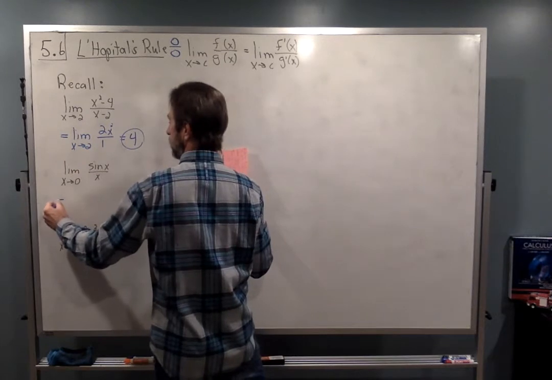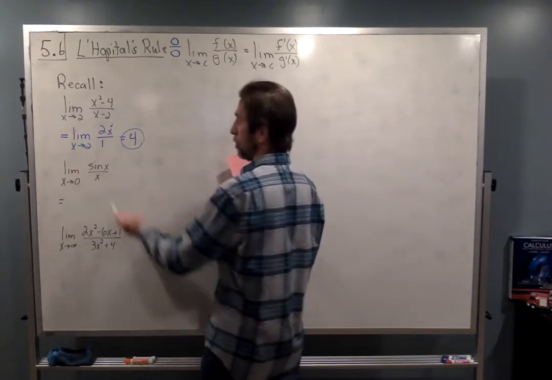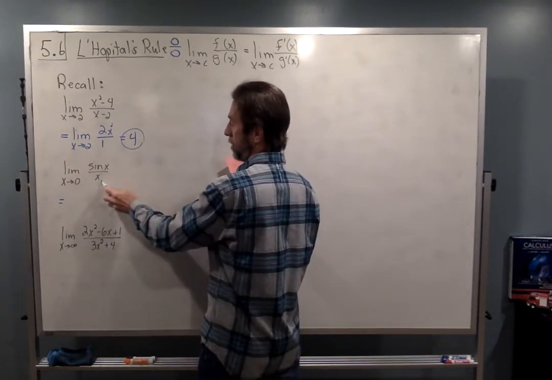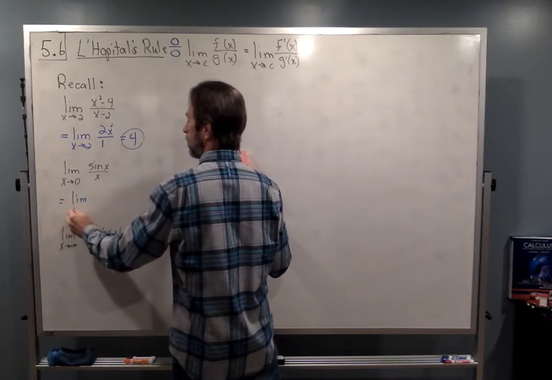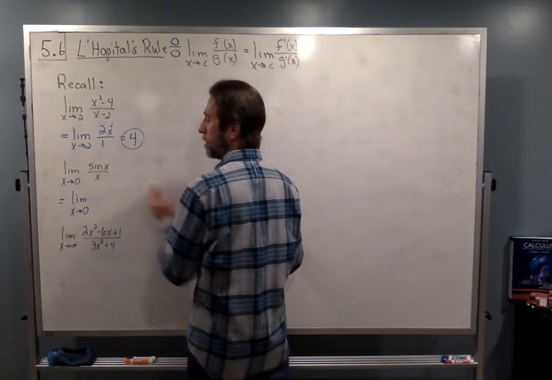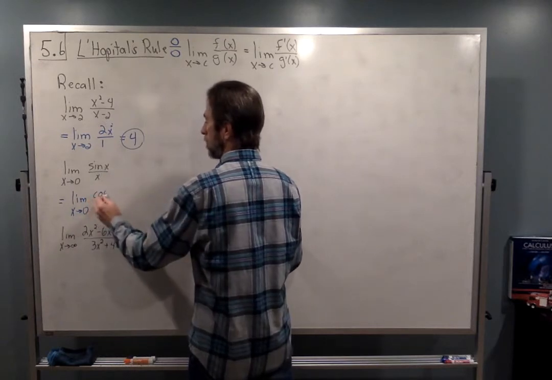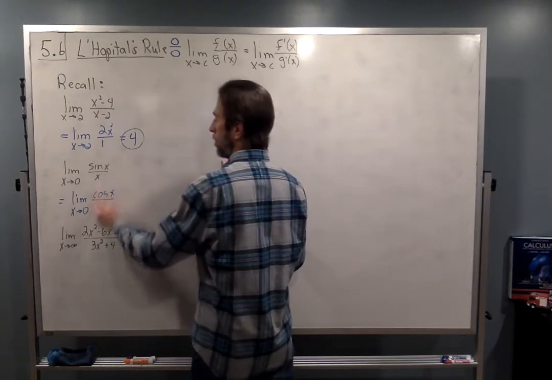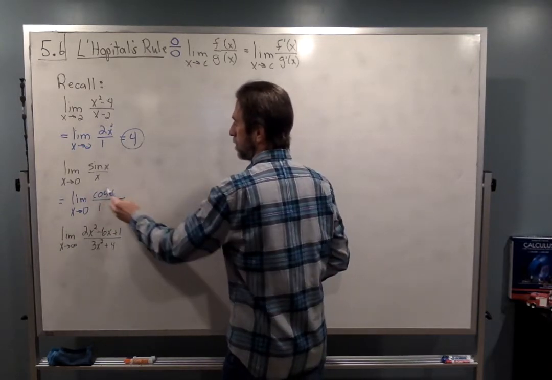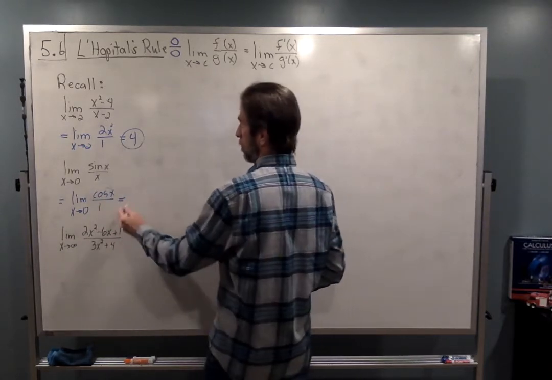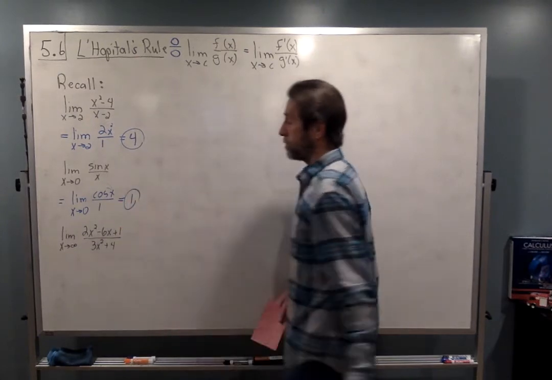This other one, if we try to apply L'Hopital's rule, thinking of this as f of x and this is g of x, it will be the same as the limit as x goes to 0. The derivative of sine is cosine. The derivative of x is 1. So we now use direct substitution. The cosine of 0 is 1. We get our answer 1.